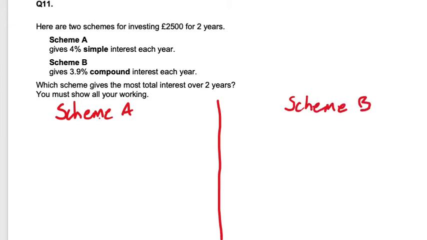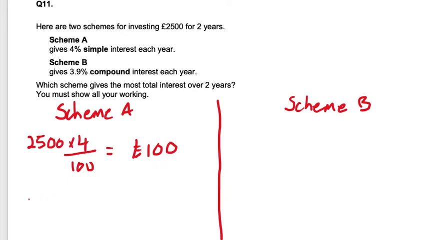Now, I haven't taken you through simple interest. What simple interest means is that you get the same amount of interest regardless of how much you've got in your account at the beginning of the year. So for simple interest, the multiplier will be 1.04, or let's look at 4%. What is 4% of 2,500? We multiply it by 4, we divide by 100, and that means that every year with this scheme you would get £100 interest per year.